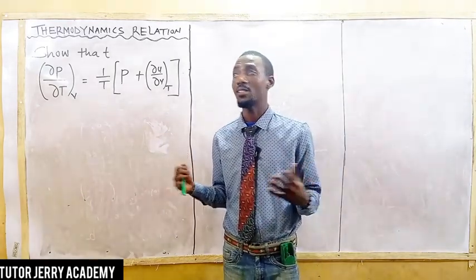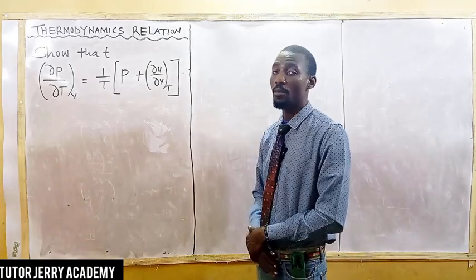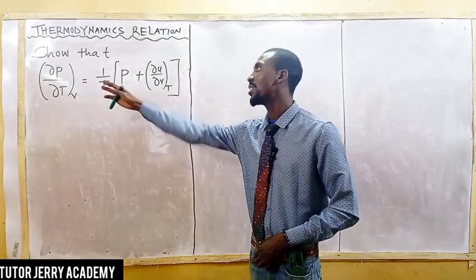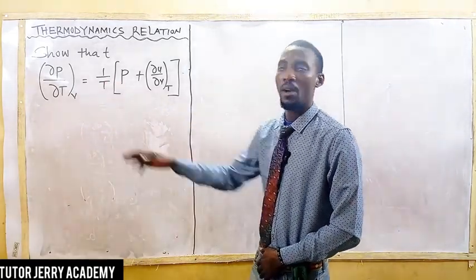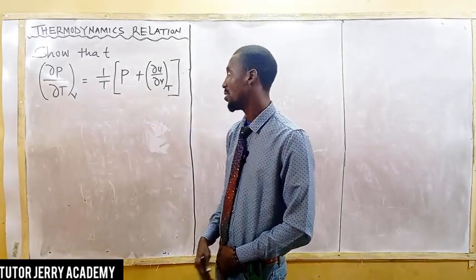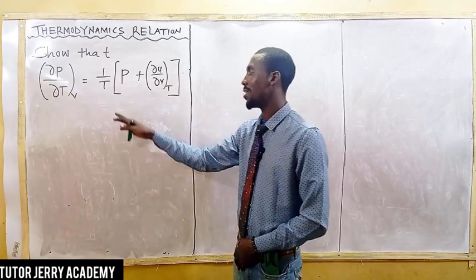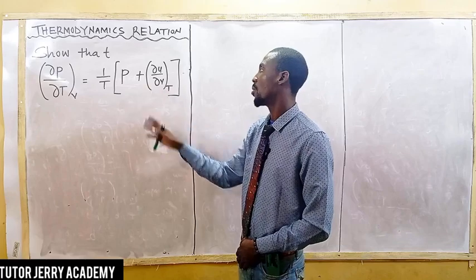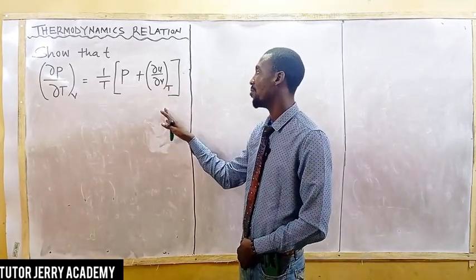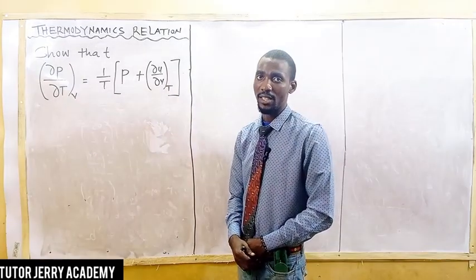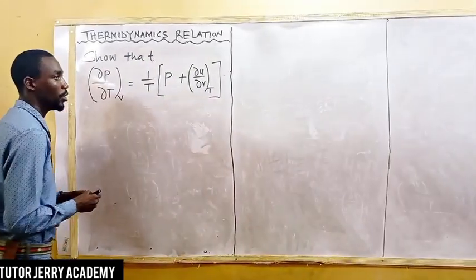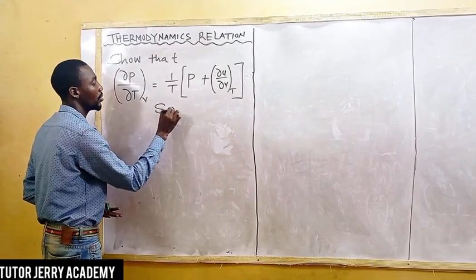In today's class, we're looking at the above question. It says we should show that the partial derivative of p with respect to t, keeping v constant, is equal to 1 over t into p plus the partial derivative of u with respect to v keeping t constant. And how do we prove this? Let's get started. All right, the solution to this.